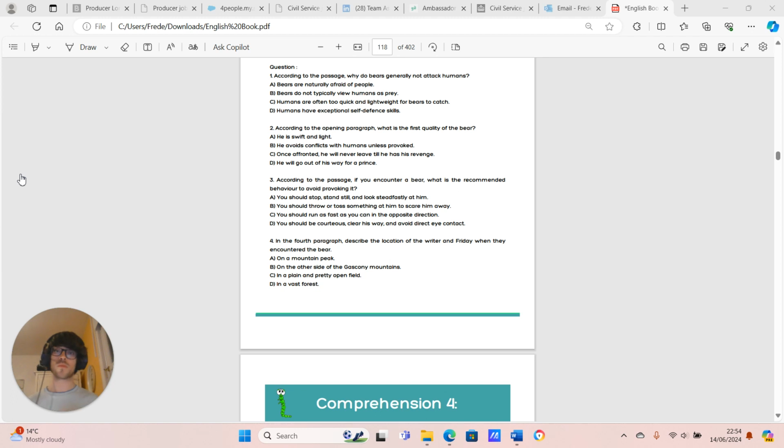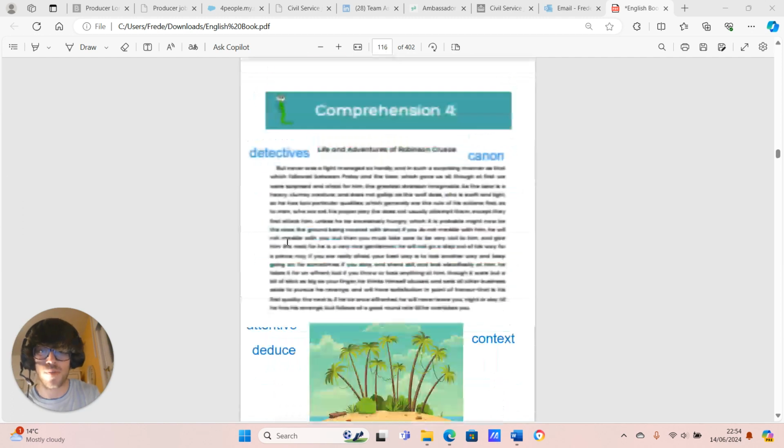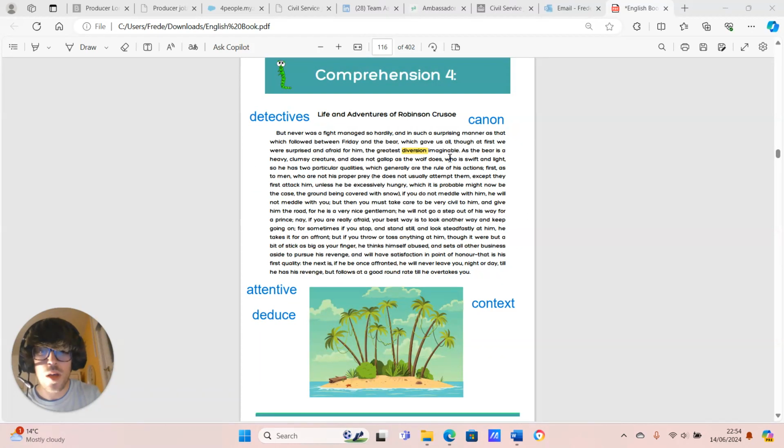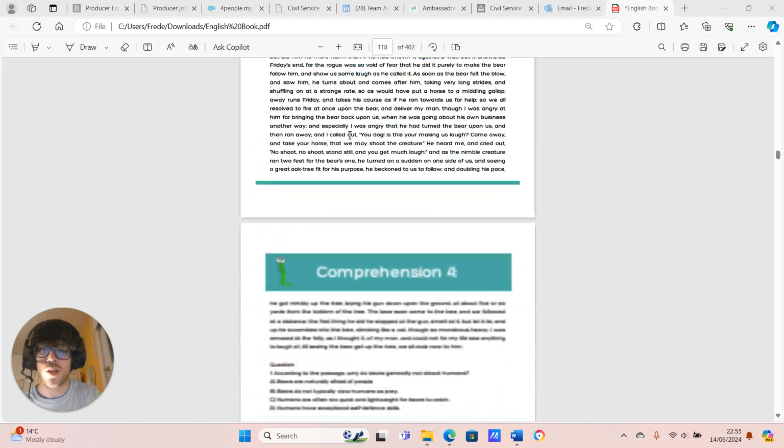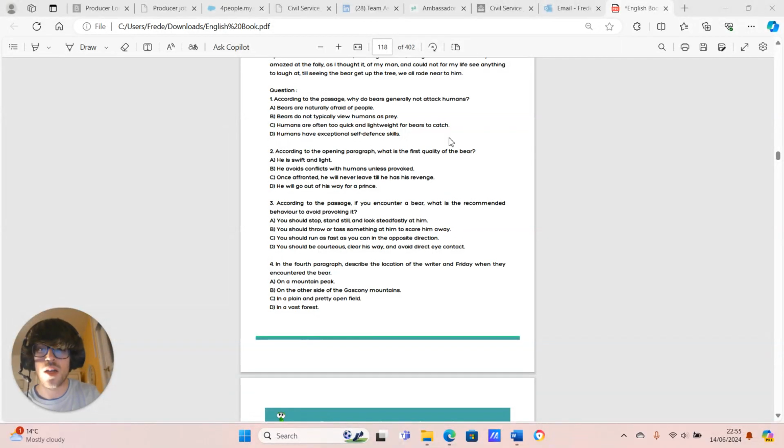So, your first question. According to the passage, why do bears generally not attack humans? Well, you remember this. We spoke about it. It spoke about the 2 things about a bear. Let's go back and have a look, right at the top. Heavy, clumsy creature. Right, 2 particular qualities. Do you remember this? So, first, as to men who are not his proper prey. So a bear doesn't attack us because bears do not typically view humans as prey. That seems pretty straightforward, doesn't it? So the answer there should be B.